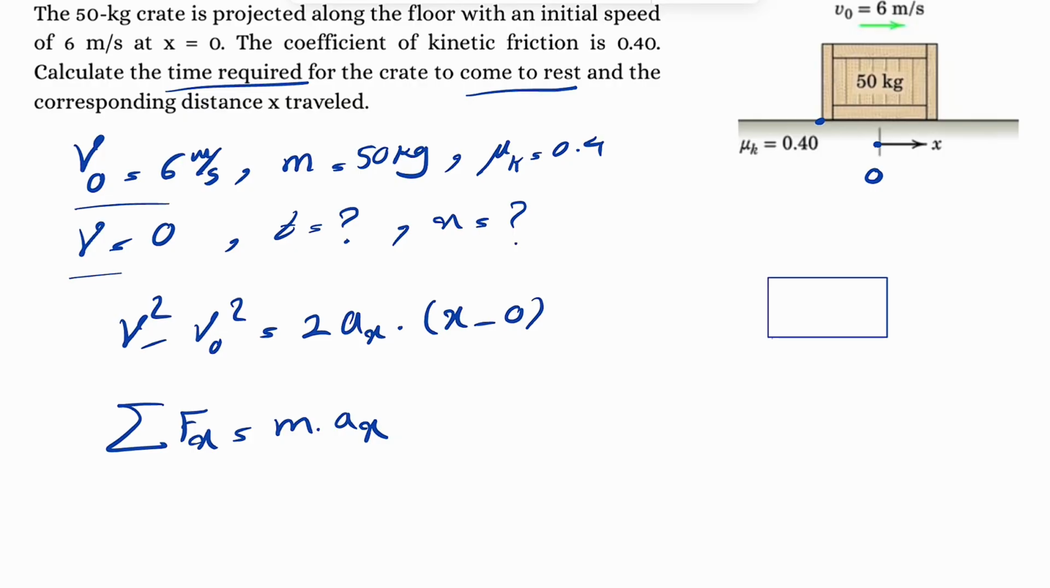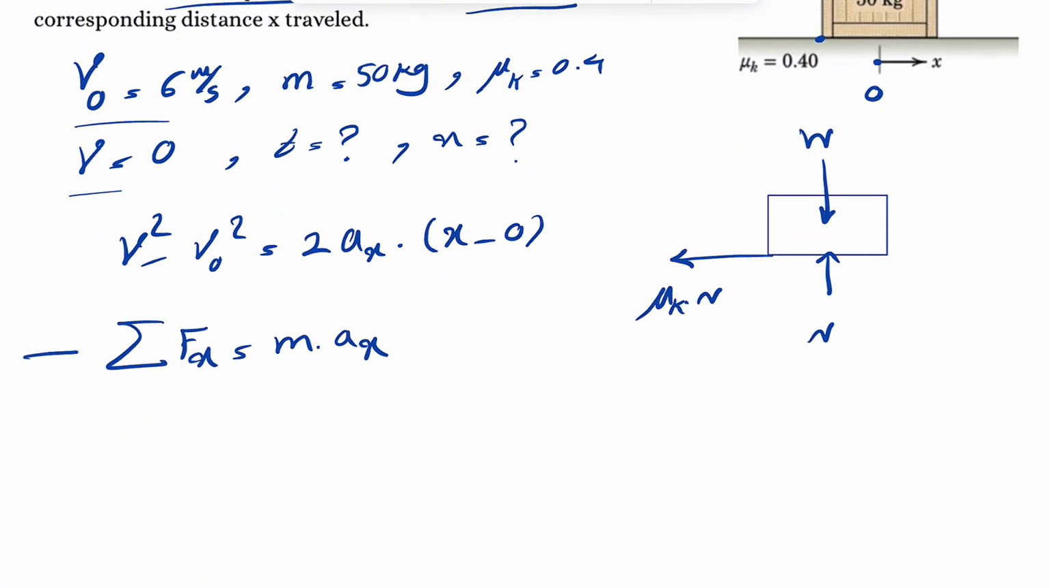So the force that we have in the x direction is going to be the friction, which is mu k times N, and our N would be the normal force here. And obviously we have the weight in here. So from our Fx equation, this is going to be our positive x direction. We have basically negative mu k, 0.4, times N equals mass, which is 50, times ax.